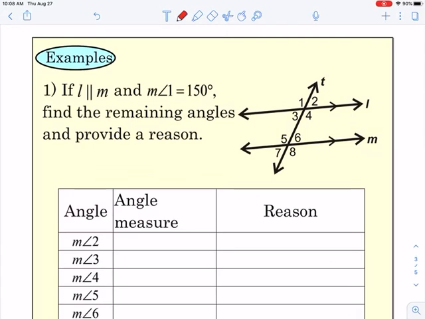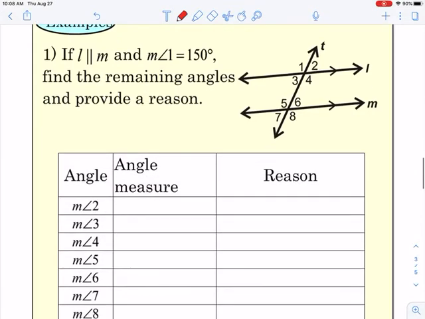Okay, so for our first example, if line L is parallel to line M and the measure of angle 1 is 150 degrees, find the remaining angles and provide a reason. Okay, so I'm going to put the 150 in here, and it doesn't matter the order that you go in. You can find any angle that you want first. I'll try to go in order from 2 to 8, but I also might mix it up just to try to get some of that vocabulary inside there as well.